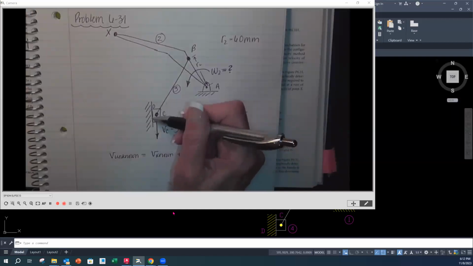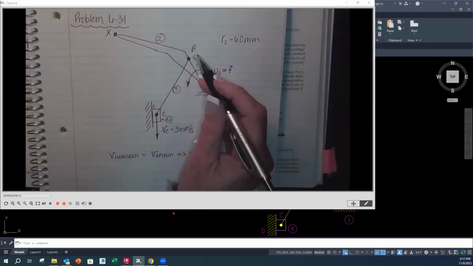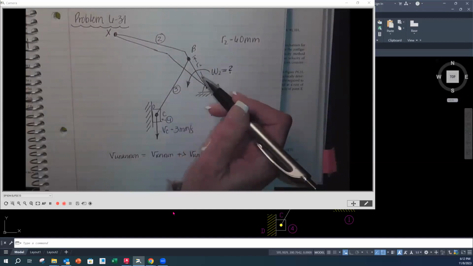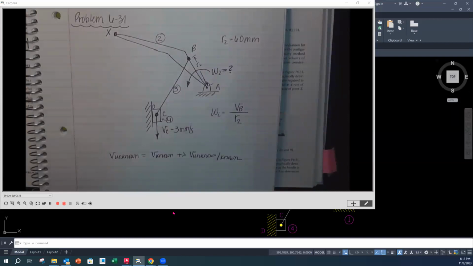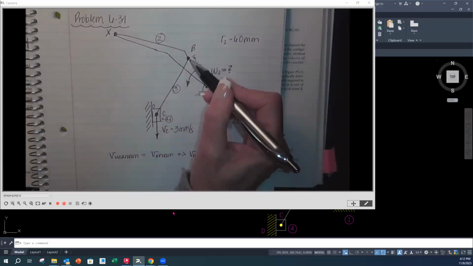So knowing the speed that we have to go to here, we then have to work through our connecting rod here and figure out what W2 is. Now, to find W2, or the angular velocity of link number 2, we need to know what the straight line velocity is of a point on there. And the one that we're going to use is going to be the velocity of point B.